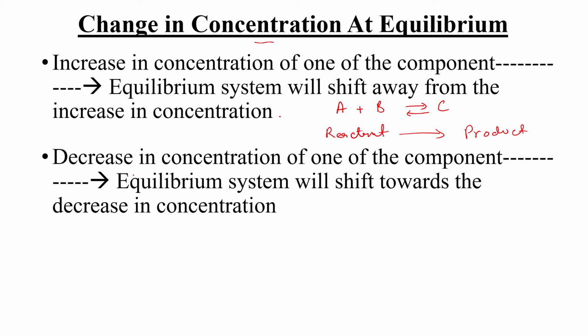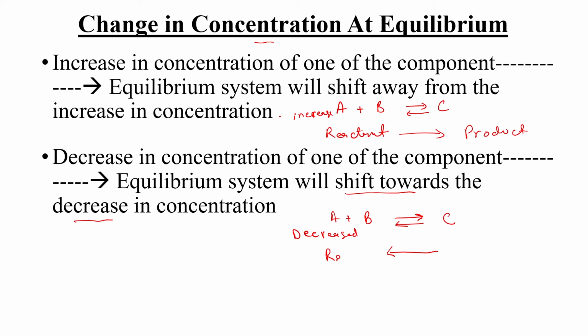Now, the second is decrease in the concentration of one of the components. The equilibrium system will shift towards the decrease in concentration. If we look at the same example for this reaction, let's say we decreased the concentration of the reactant. When we decrease the concentration of the reactant, the equilibrium system will shift towards the decrease. So the decrease is in the reactant, so the system will move towards the reactant.